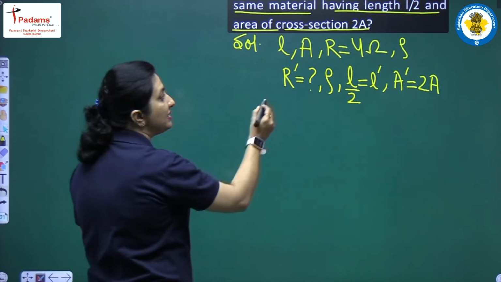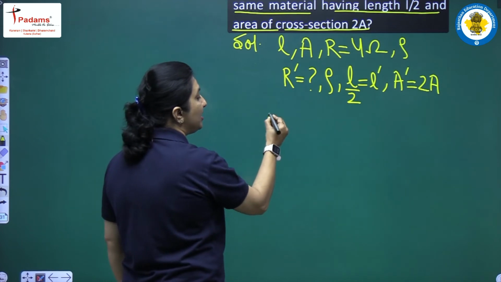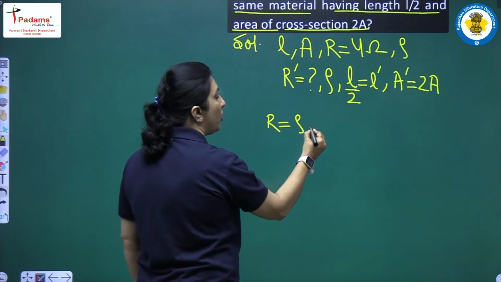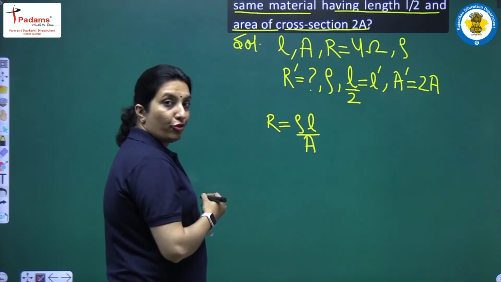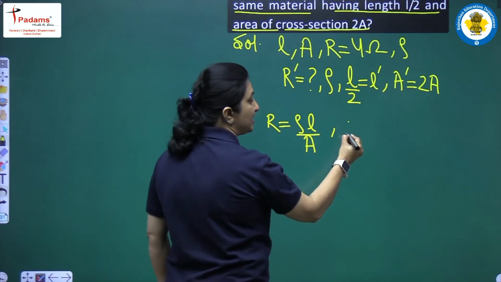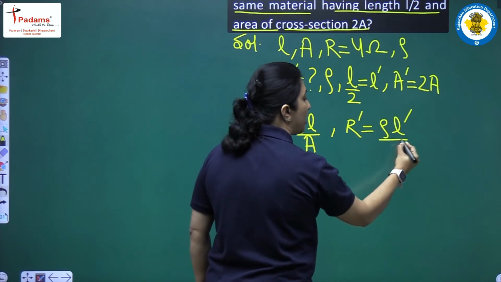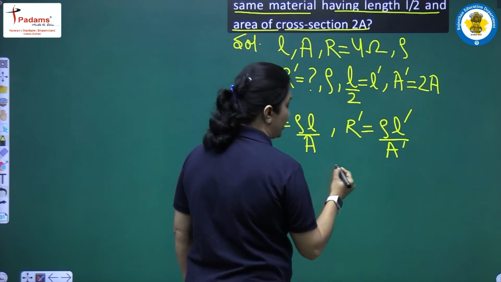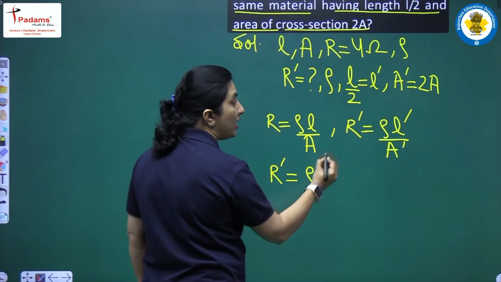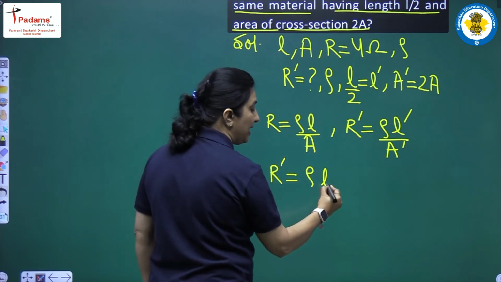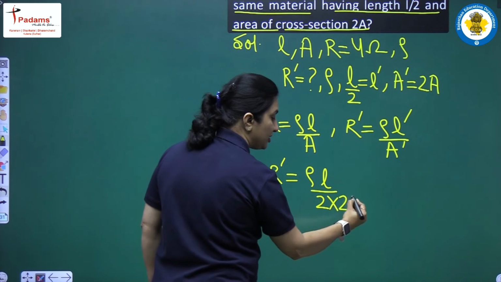So students, here first we will write the formula for resistance. R is equal to rho L upon A, and this is given as 4 ohms. Now the new resistance R dash will be given as rho L dash upon A dash. So here students, R dash will be equal to rho, L dash is given as L upon 2 and A dash is given as 2A.